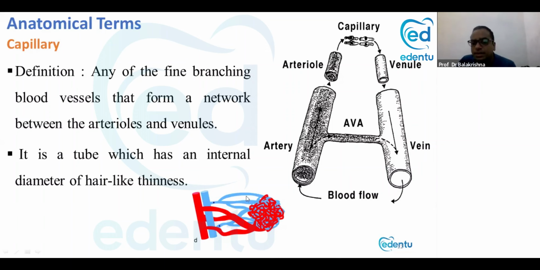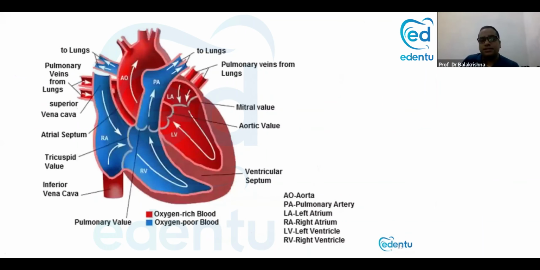You can see here, it's like a brush-like structure or completely interlooped structure. So your red ones are arteries, blue ones are veins, and it is a complete fusion between them that forms the capillaries.